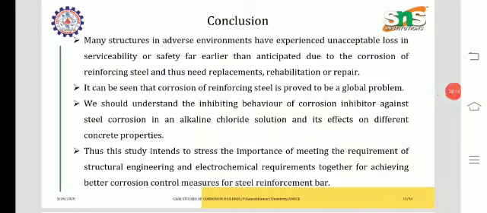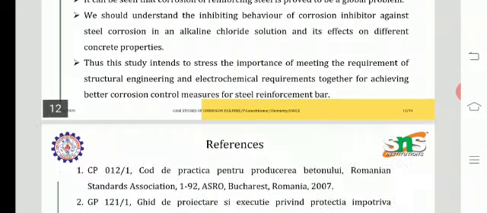concrete. So, in this study, particularly, the intent is to stress the importance of meeting the requirements of structural engineering and electrochemical requirements together for achieving better corrosion control measures for steel reinforcement. That is, the requirements which have to be satisfied to avoid the corrosion, so that we achieve better control measures for steel reinforcement.